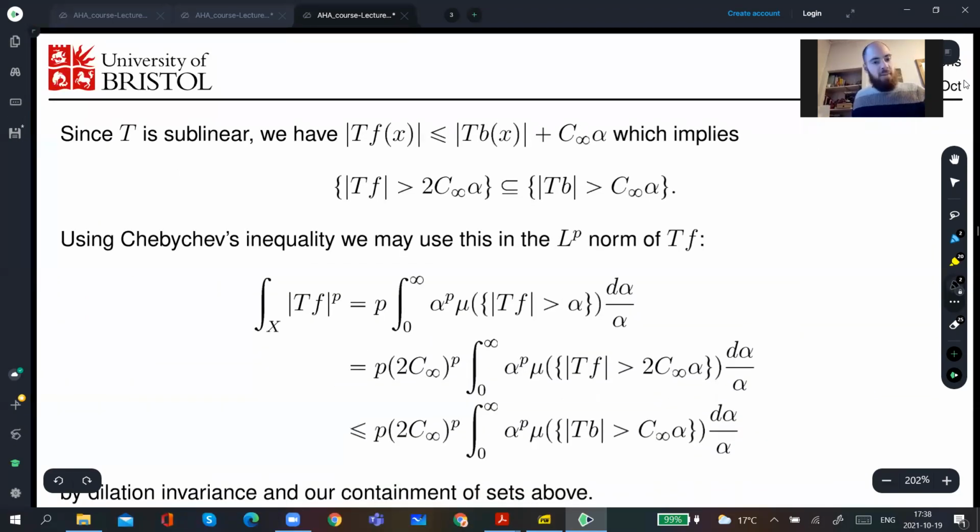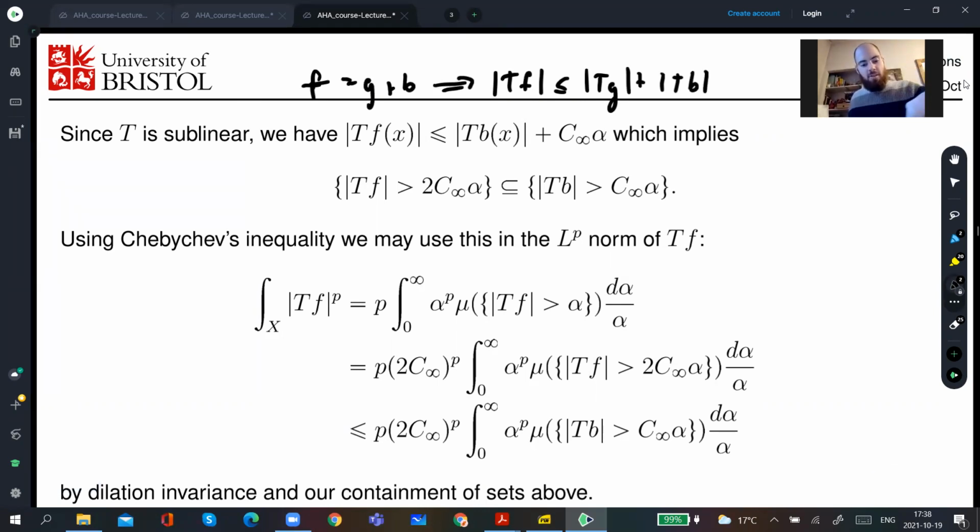Great. Now let's combine these two things and see how they interact. I take my function, f, equal to a low part plus a high part, or a good part plus a bad part. By sublinearity, T of f is at most T of g plus T of b, pointwise. The good part we said was bounded in L infinity, so this is always less than or equal to C infinity alpha. That implies that at a slightly bigger level, I get the following containment: the set where T of f is bigger than 2 times C infinity alpha is contained in the set where T of b is bigger than C infinity alpha, because this cancels out one of those just by the triangle inequality.